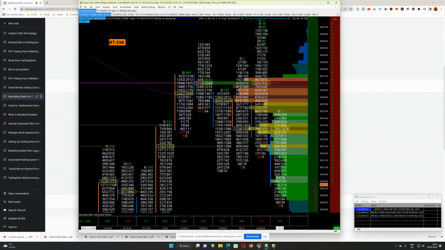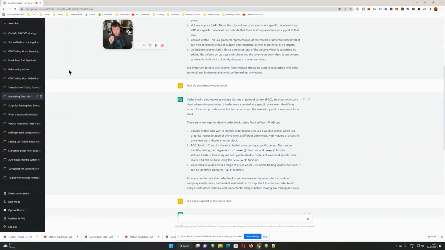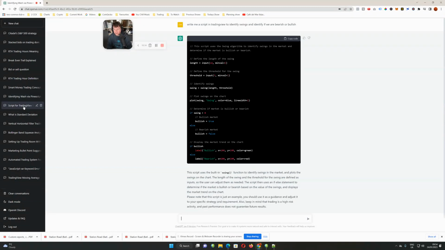So obviously the idea there is that we can see whether the point of control is moving up or moving down. Again, let's see what ChatGPT says. Volume clusters: this study will help you identify the clusters of volume at a specific price. Again, it's relating to TradingView, but not Sierra Charts. It's a pretty good answer, and it's going to help you on the way. It's not going to 100% help you, but it does help you get going and gives you ideas.